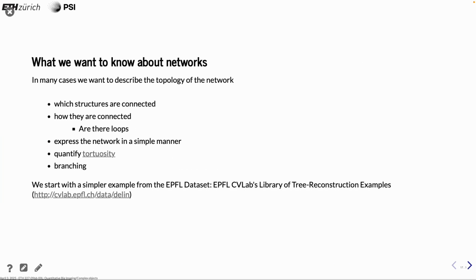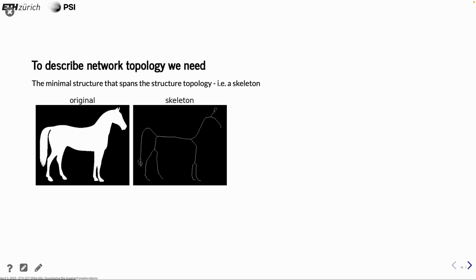So we want to see how things are connected, maybe also if there are loops or not loops, if there is a lot of branching, if it is curly. That would be looking into tortuosity. And now for looking at the skeleton, I'm going to use an image from the EPFL dataset, an aerial picture of a street. But first of all, we just want to know what a skeleton is at all.